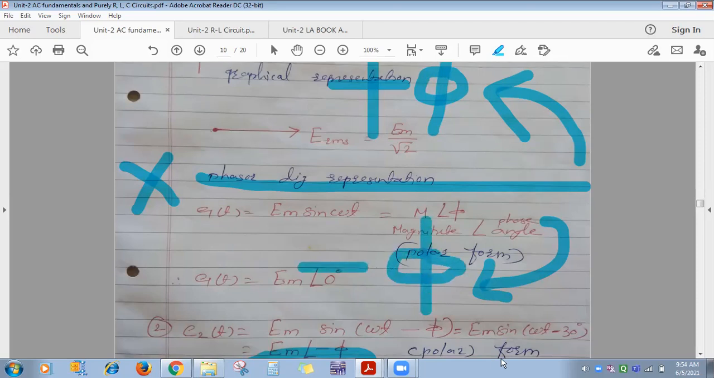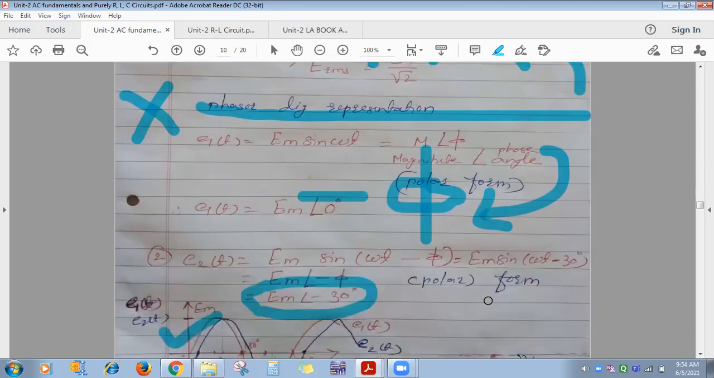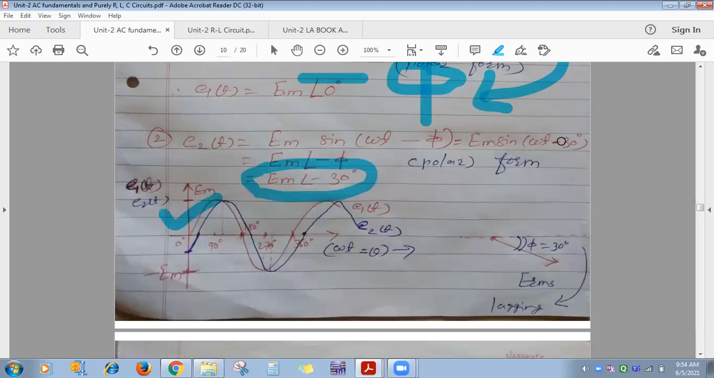So the same logic is used here in the phasor diagram. Whenever you have to represent +60 degrees or +70 degrees, positive angles are measured with reference to the positive real axis in the anti-clockwise direction, and negative angles in the phasor diagram are measured with reference to the positive real axis in the clockwise direction. Positive angles in anti-clockwise, negative angles in clockwise. Okay, clear?